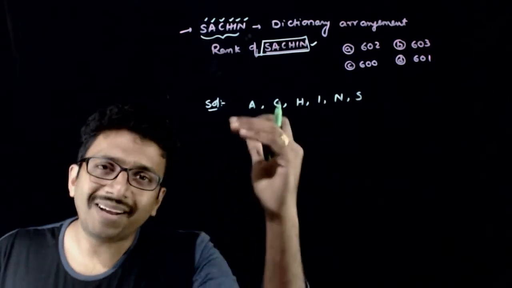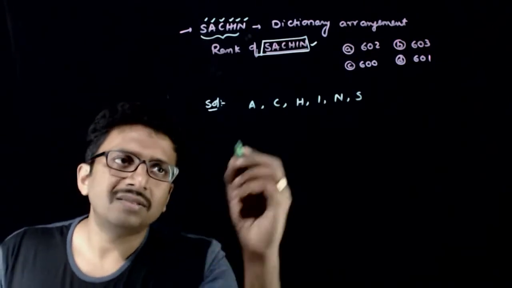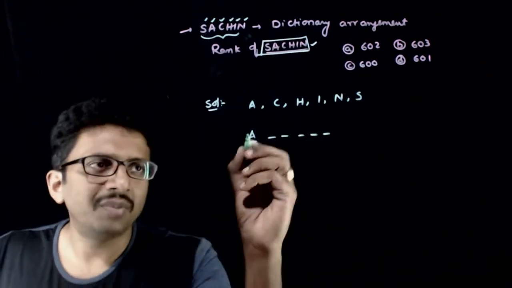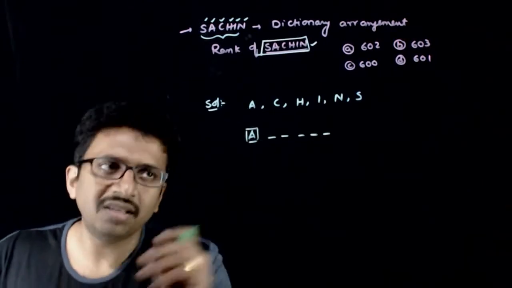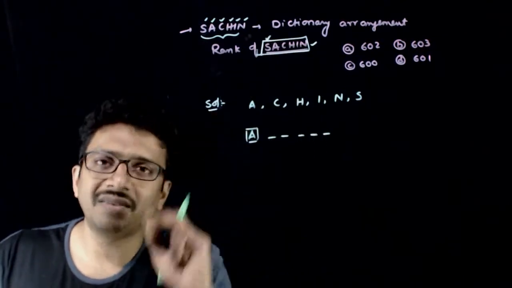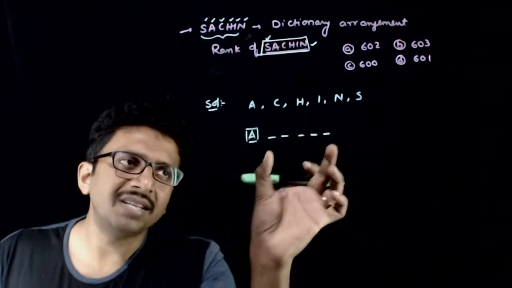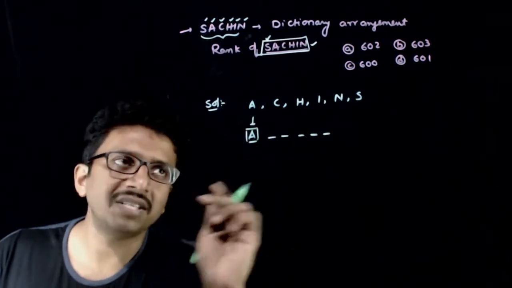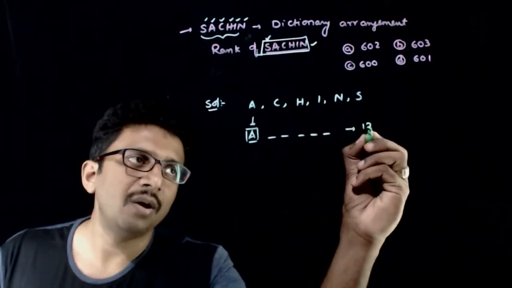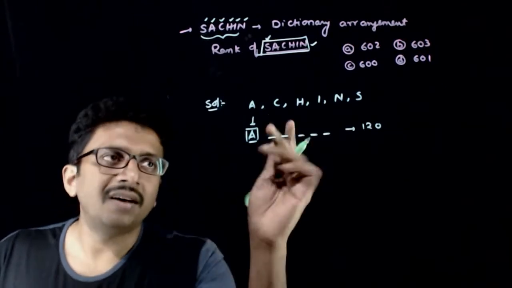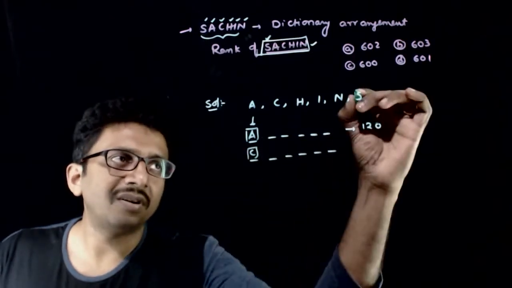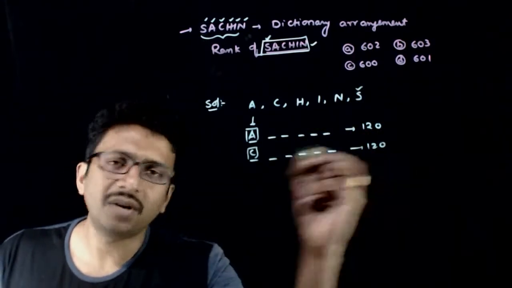Now, when you arrange the words in a dictionary, first all the words that are starting with A will get completed, right? Because A is the first letter alphabetically, so all the words starting with A get completed before you get to the words starting with S. So how many words are there which start with A? If A is fixed in the first place, the remaining 5 letters can be arranged in these 5 places in 5 factorial ways, that is 120 ways. Now, the words starting with C also get completed before S, right?